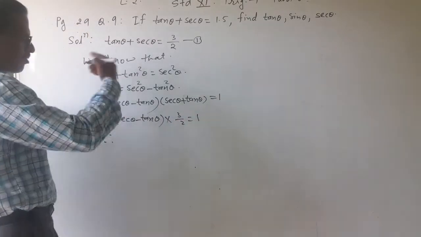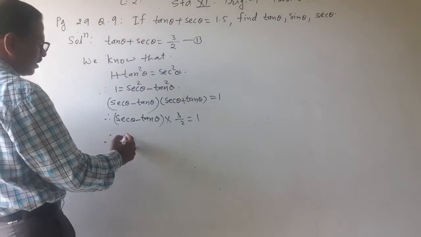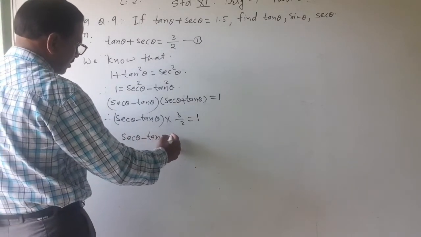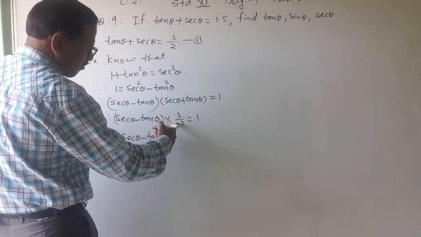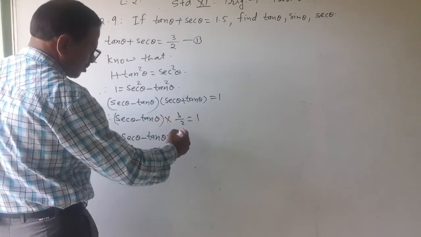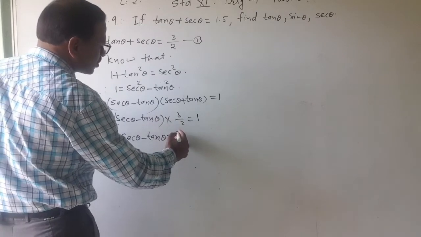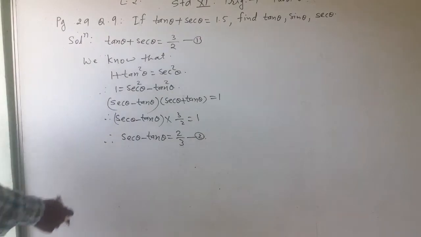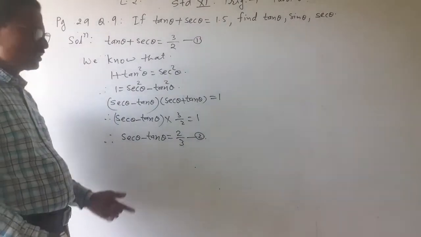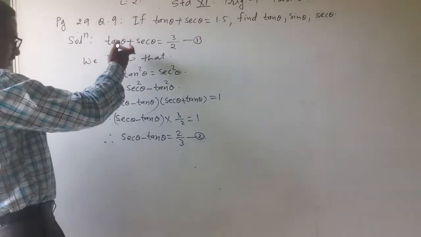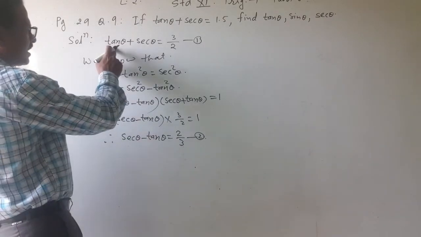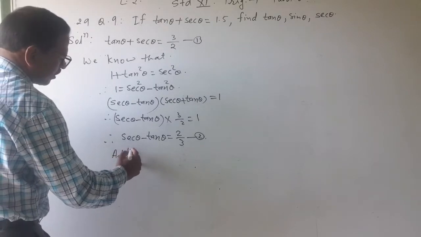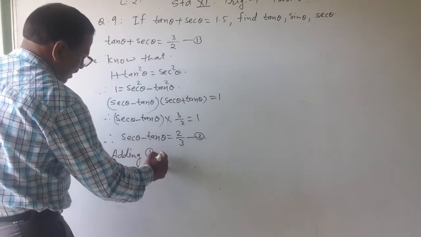Now this 3 upon 2 I will take to the other side. Therefore sec theta minus tan theta is equal to 1 into 2 upon 3, which means 2 upon 3. This is equation number 2. Now these two are simultaneous equations, we can solve them now. Here tan theta is minus, and there tan theta is plus, so we will write, adding 1 and 2.